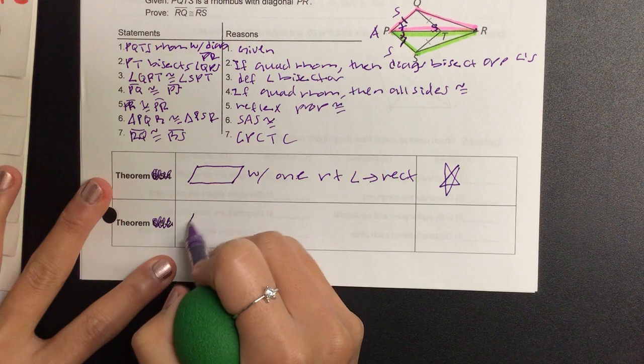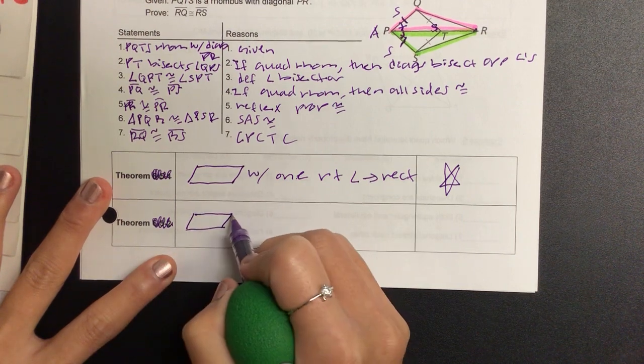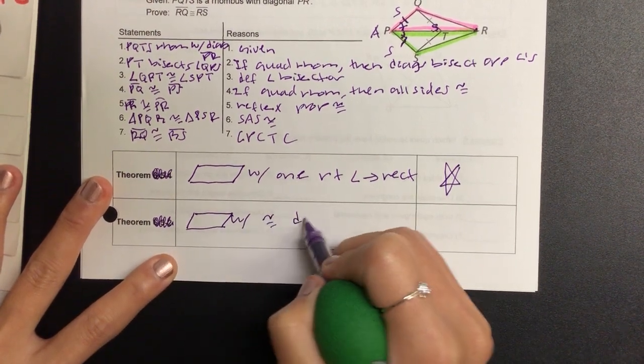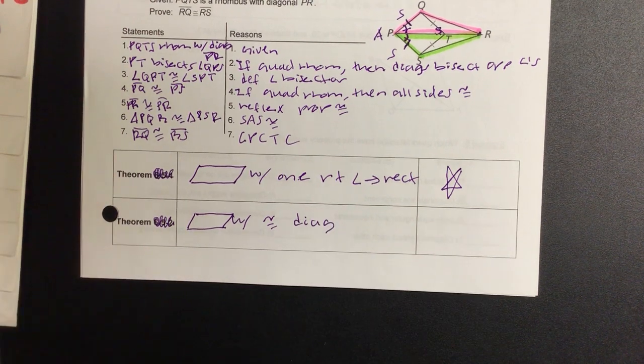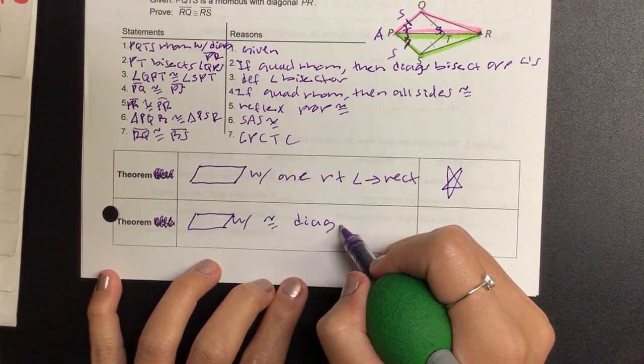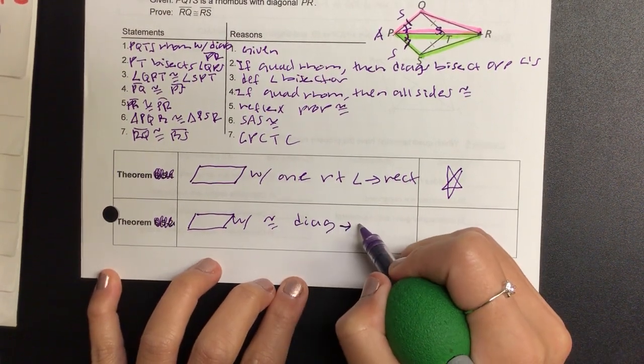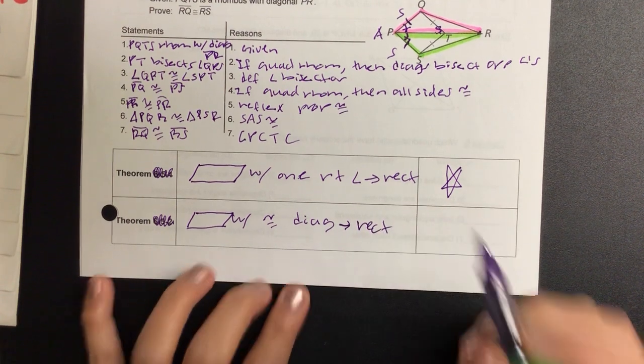Now let's look at another parallelogram with congruent diagonals. So a parallelogram does not have congruent diagonals, but if I make the diagonal to be congruent, what shape is that going to force to become? Another rectangle.